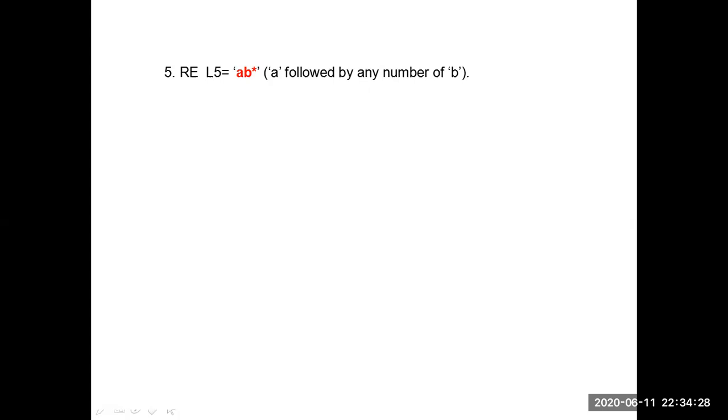Clear? If a single B came after A, it has to go to the final state. If no B came, it goes to the final state. If two B's came, it goes to the final state. Any number of B's came, it goes to the final state. So from the initial state X, after reading A, it will directly go to the final state Y. Why? Because in AB star, the first possible string is a single A. After A, even if any number of B's came, it will be in the same final state Y only.